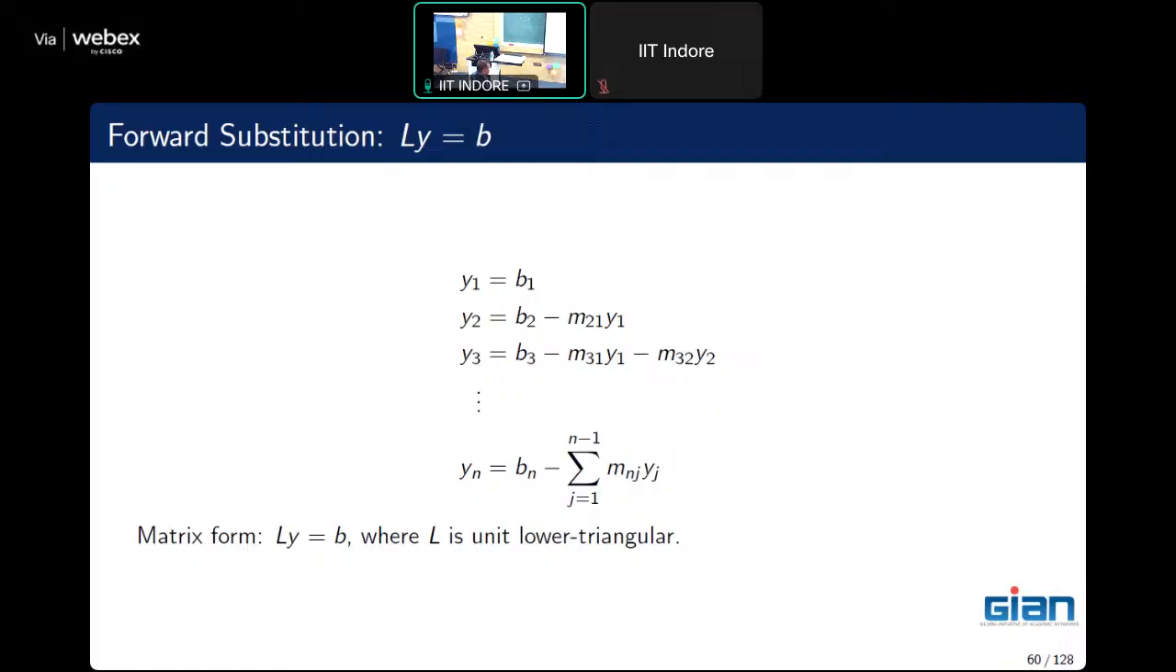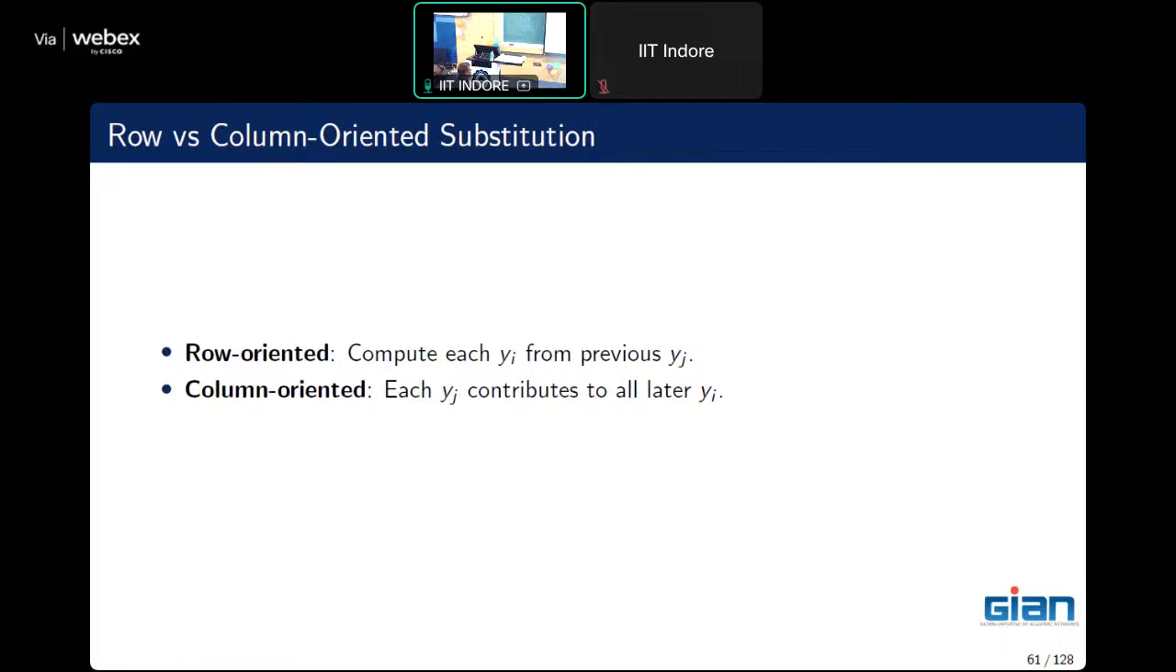And those multipliers would take the shape like this: y1 equal to b1, and if you do this, you will get the matrix L with 1 on the diagonal and the multipliers m21, m31, m32 and so on below it. These are the multipliers you will be getting when you use Gaussian elimination. So basically, you will get the L and U. L is a lower triangular, row oriented.